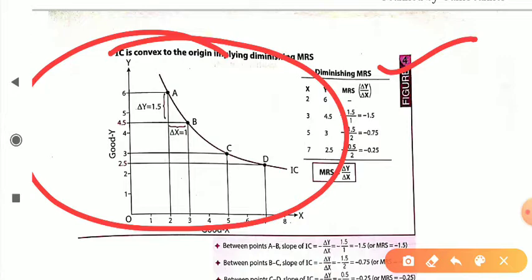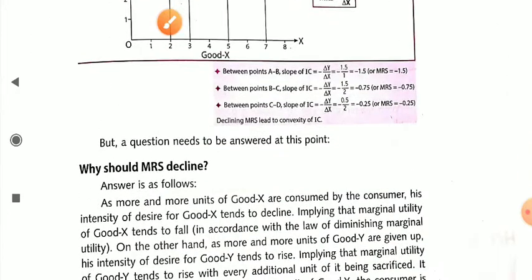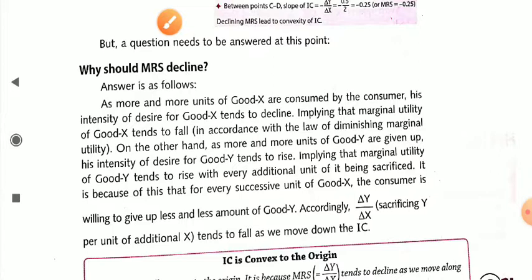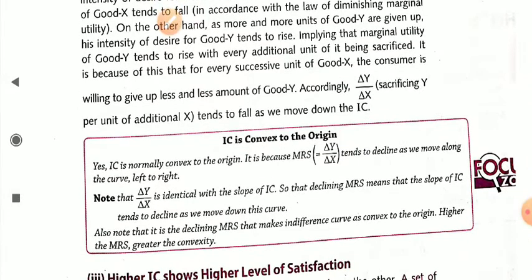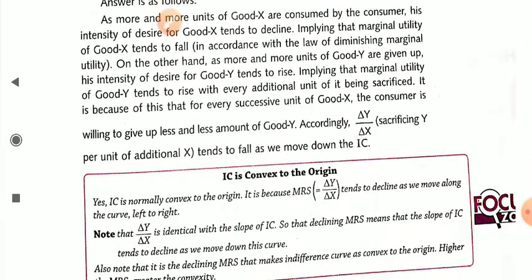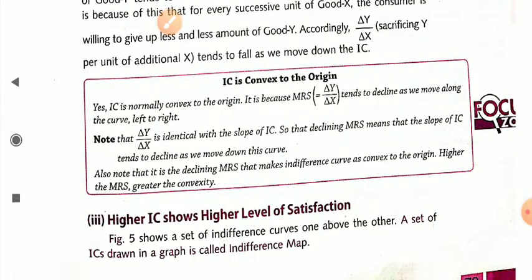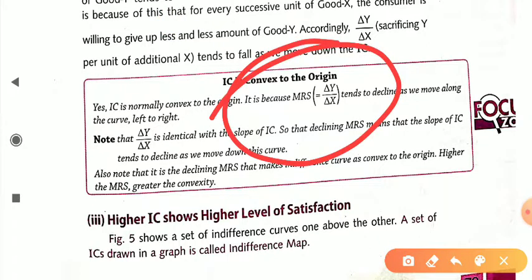Okay student, now why should MRS be declining? MRS is declining because when you consume more of one commodity, you have to sacrifice another commodity, only then can you consume more of the first good. That's why MRS is declining in nature. And it is represented by delta y upon delta x.